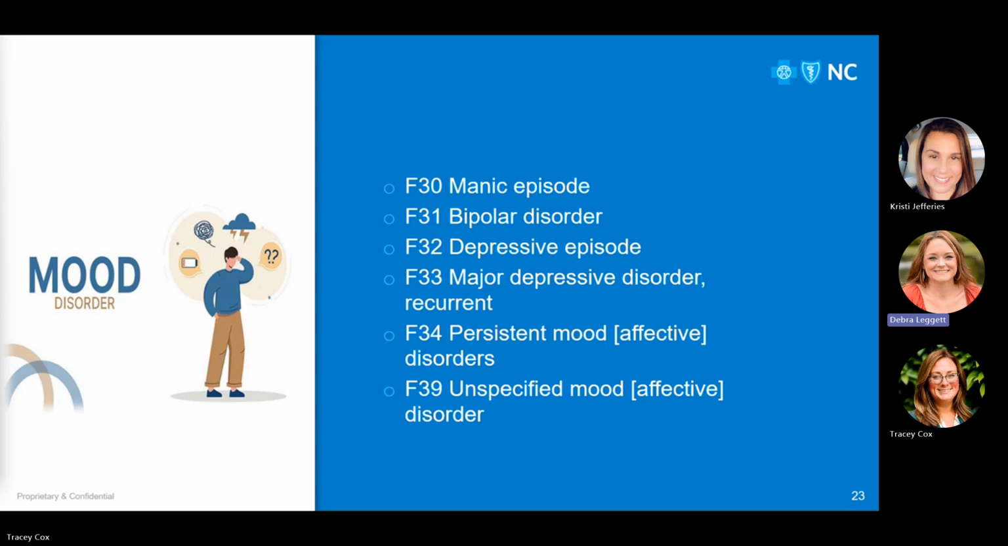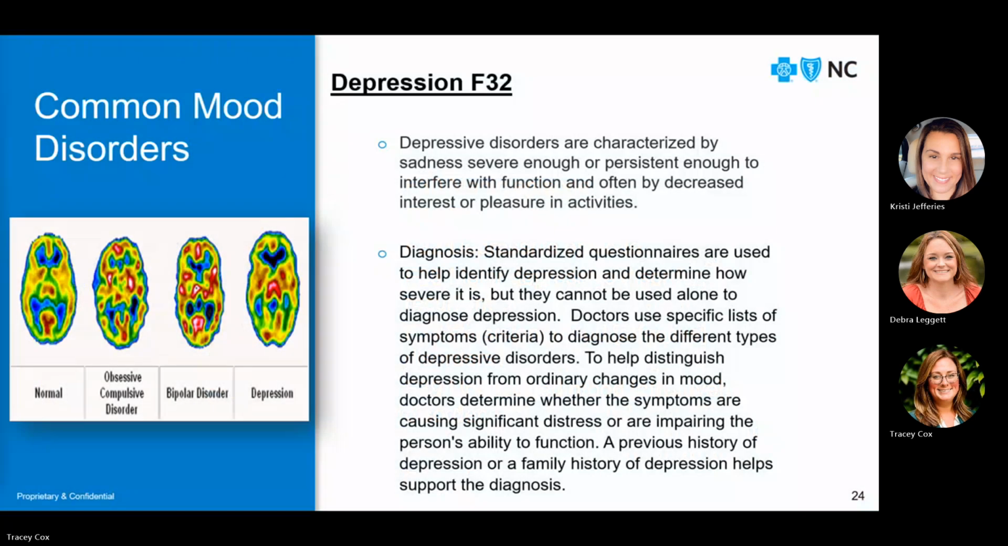Now let's discuss mood disorders. As you can see, these are the F30, 31, 32, 33, 34, and 39 codes. We'll be touching on each one of these. Let's start with F32, depression. Depressive disorders are characterized by sadness, severe or persistent enough to interfere with function, and often there is also decreased interest or pleasure in activities.